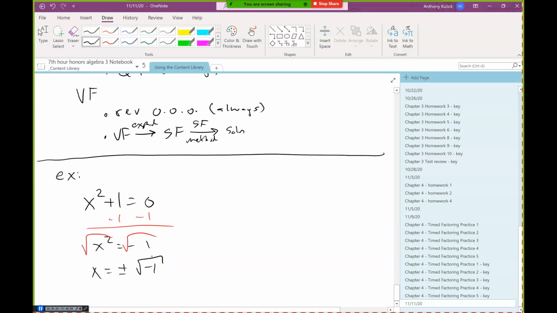So we have plus or minus the square root of negative 1. Does anybody see a problem with that? We can't square root a negative, right? At least the result, we should say this. The result of the square root of a negative is not a real number.